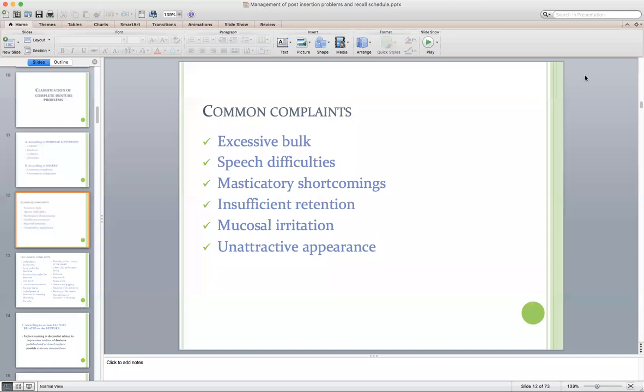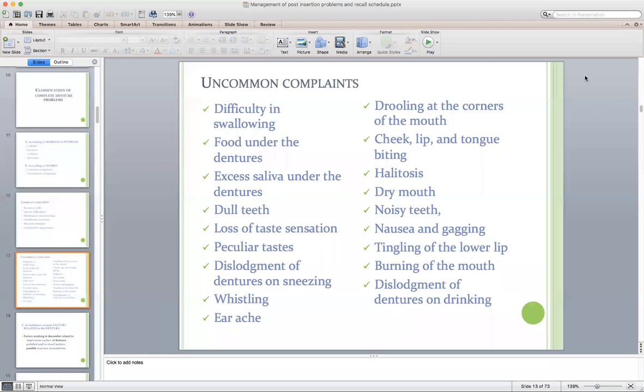Then what are the uncommon complaints? They are like difficulty in swallowing, food under dentures, excessive saliva accumulating under the denture, teeth are dull, loss of taste sensation. There is a peculiar taste, especially when a metallic denture base is being given, dislodgement of denture on sneezing, whistling, earache, and so on. So we are going to see each of the complaints.